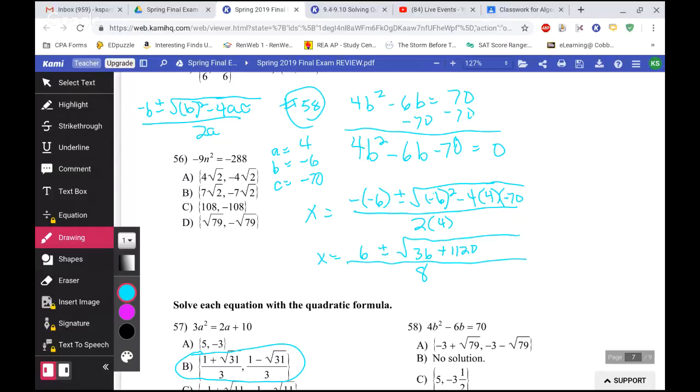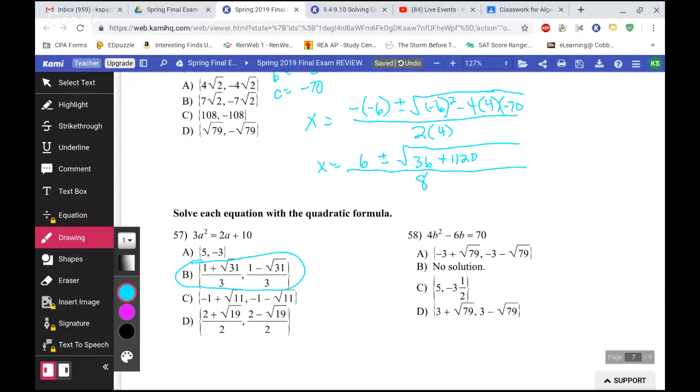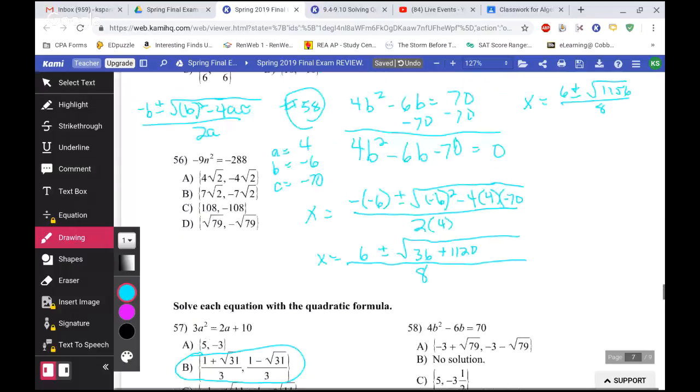So we've got 36 plus 1120. So we've got 6 plus or minus the square root of 1156 all over 8. So now I'm going to factor 1156. This is a really big number, guys. Is 1156 a perfect square? It is. Oh, praise the Lord. What is it the square root of? 44? 34. 34? Who's telling me that? Samantha.